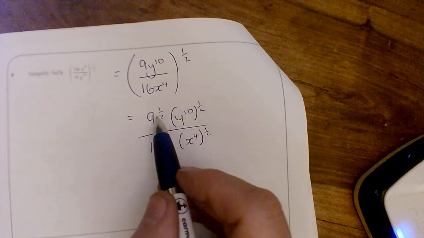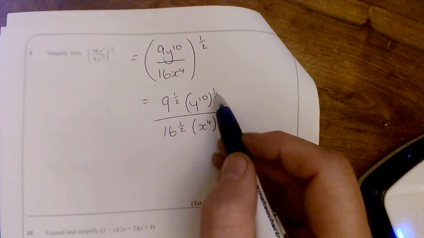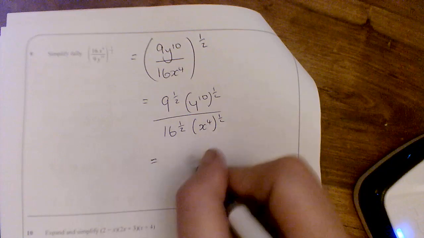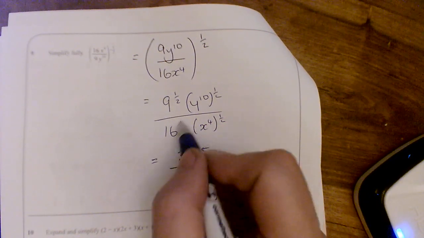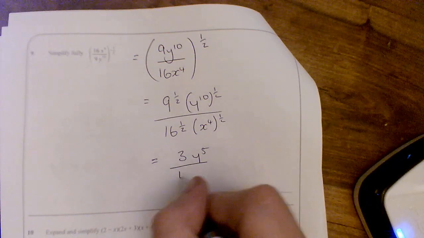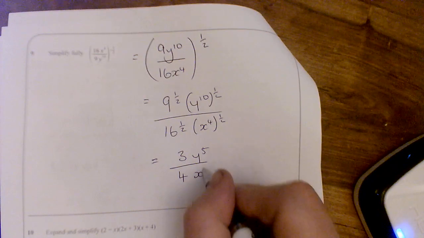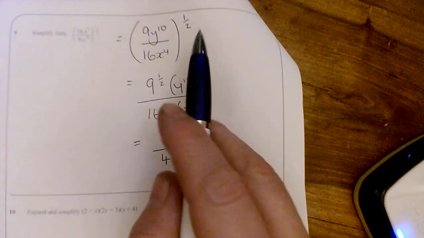And then you're supposed to know that 9 to the power of a half is really the square root of 9, which is 3. For the brackets, you just multiply the powers, so half of 10 is 5. So this turns out to be 3y^5 over the square root of 16, which is 4, and then x^4 to the half is 2, so x squared. And that's all that one turns out to be. So the negative flipped it over, and then the half square rooted everything.